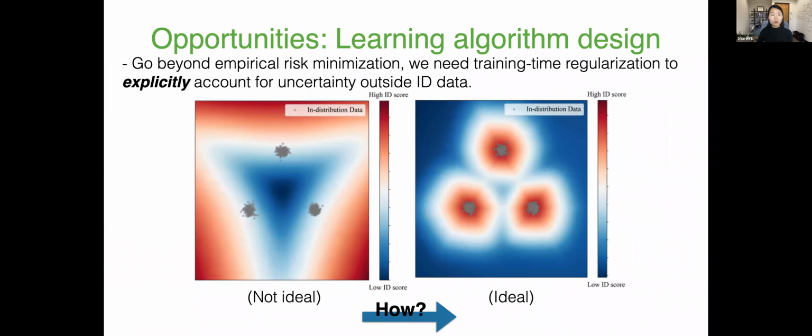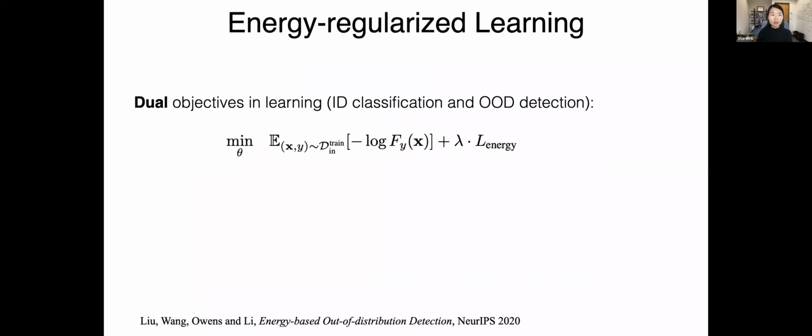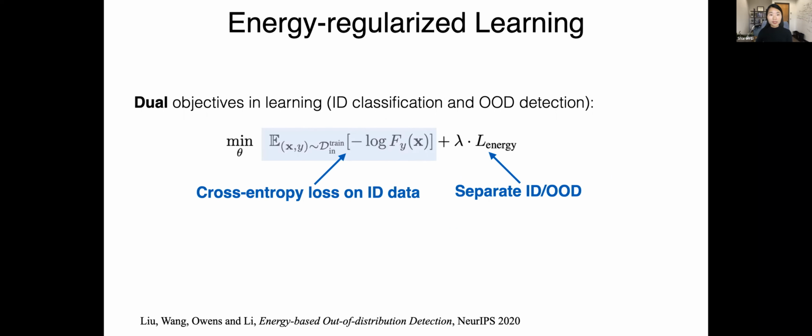And going beyond ERM, we need training time regularization to explicitly account for uncertainty outside the ID data. So the ideal decision boundary should be something like the right-hand side, which is more aligned with the data density, and that's more compactly surrounding our data distribution. The question is really, how do we go from the left to the right-hand side without actually performing density estimation? Because estimating P(x) can be quite intractable in high-dimensional space. To do so, we advocate this learning objective, which is a combination of standard cross-entropy loss, which minimizes the risk on the ID data, and additionally, this uncertainty regularization term that tries to separate between ID versus OOD data.